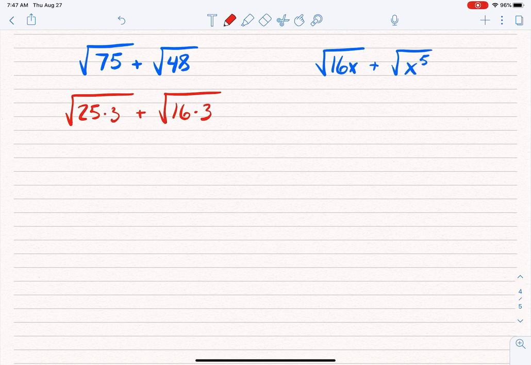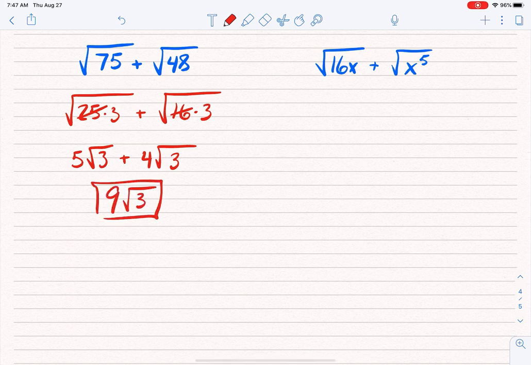Well, we know the square root of 25. The square root of 25 is 5. So I've got 5 times the square root of 3 plus, we know the square root of 16 is 4. And so we say 4 times the square root of 3. And now I just have 5 square root of 3's plus 4 square root of 3's. And that gives me a grand total of 9 square root of 3's.